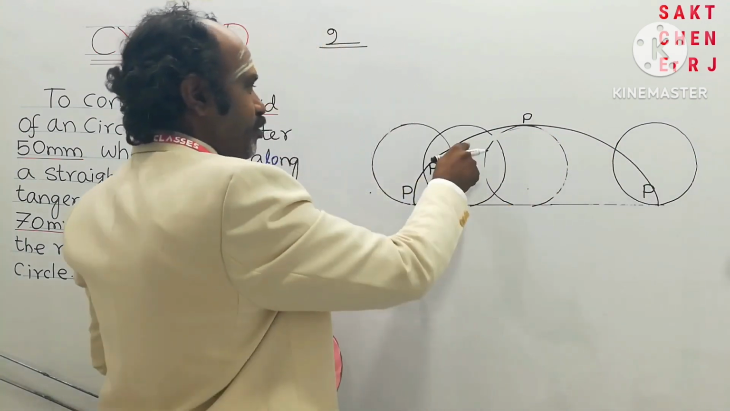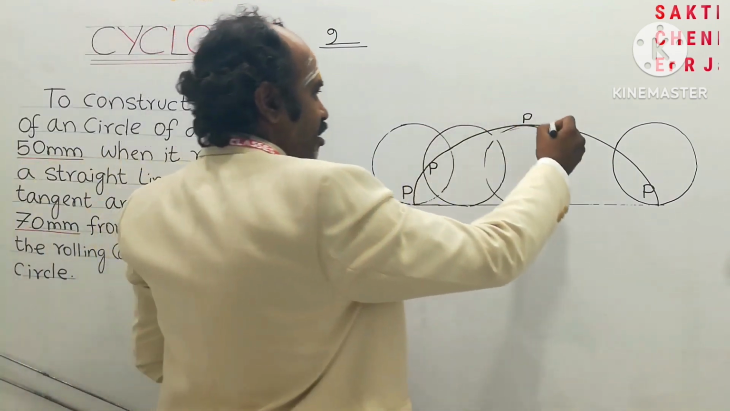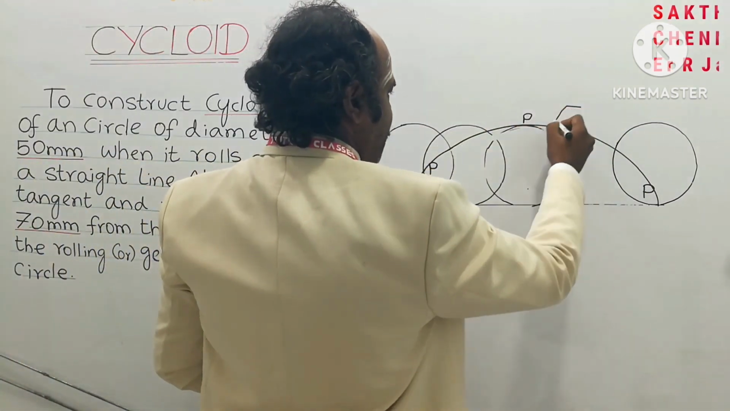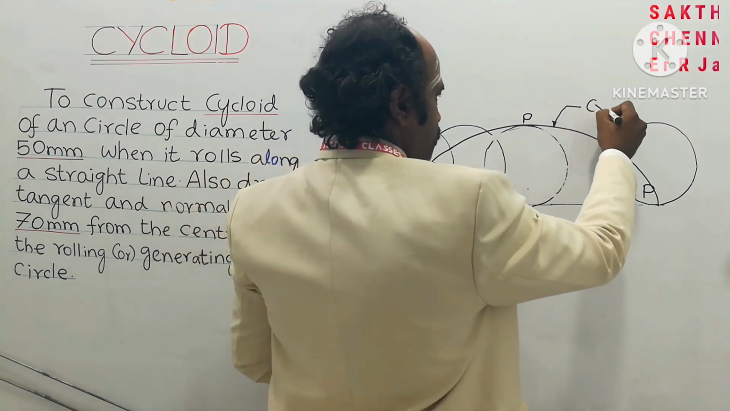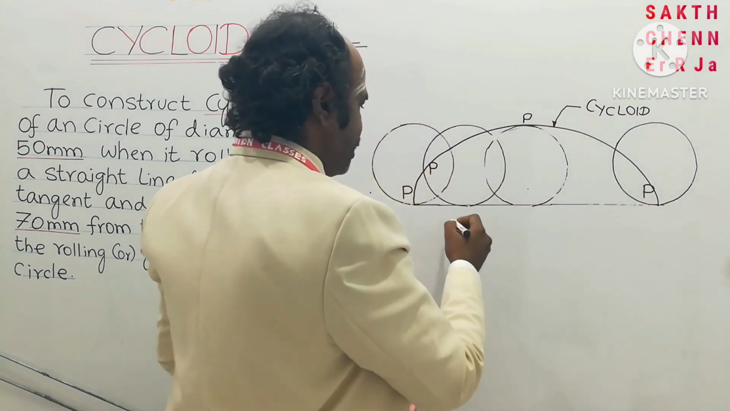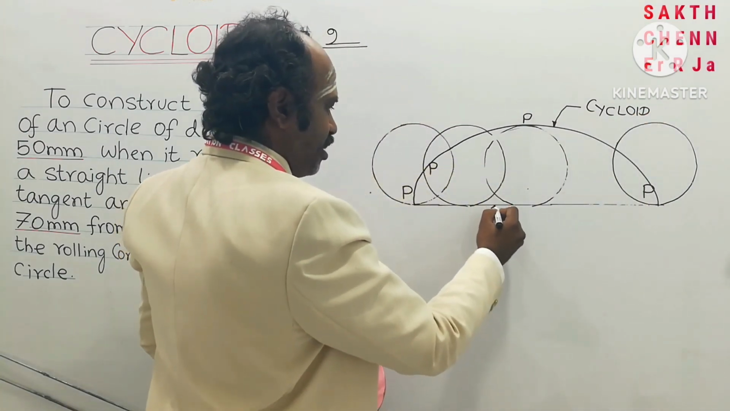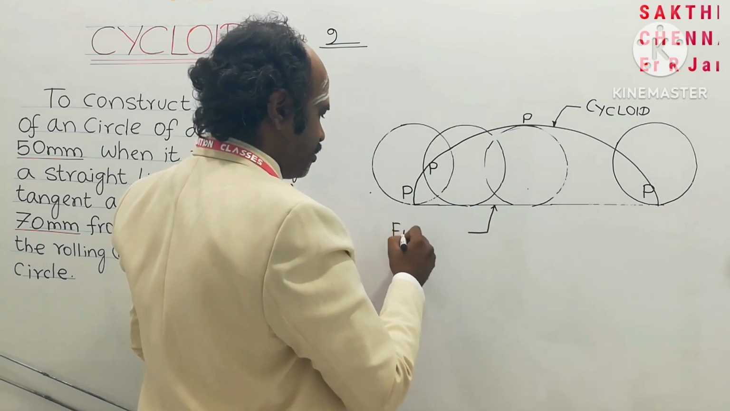Okay, so continuously we are going to trace this point every time. So the curve generated is called as cycloid. So for a circle we are tracing this point, so it is called cycloid of a circle. And this is a fixed straight line. It may be a horizontal line or a road surface. Fixed straight line.